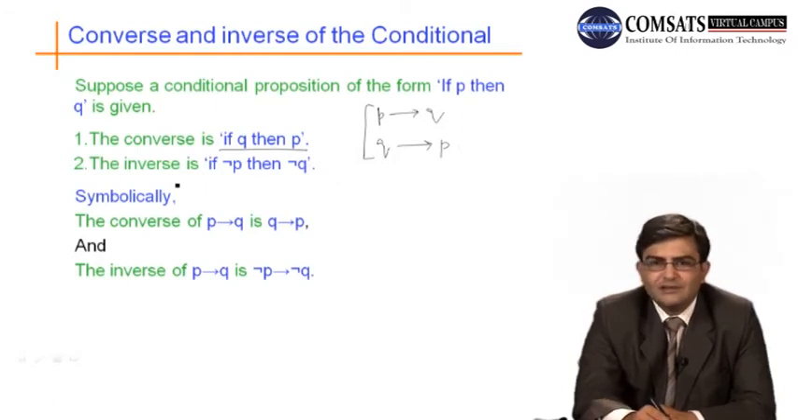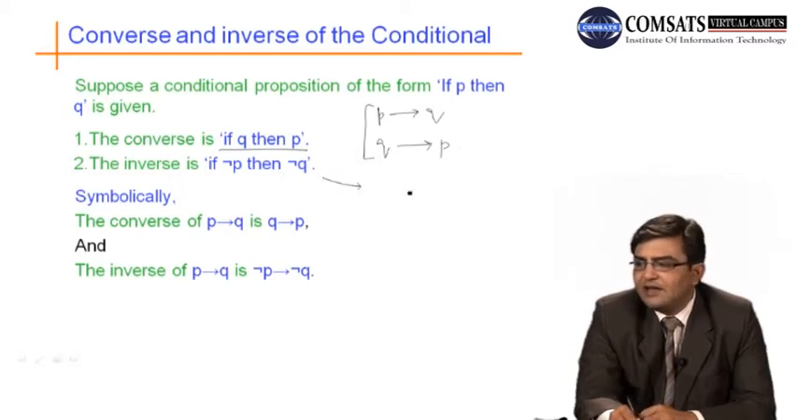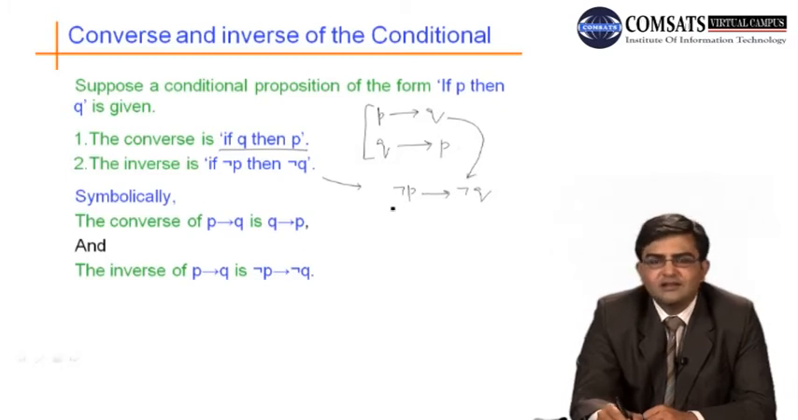And what is the inverse of this statement P implies Q? The inverse can be written as not P implies not Q. So this is the inverse. In the converse, we replace the positions of P and Q, and in the inverse we take their negations. For example, here we have P implies Q. In the inverse we take not P implies not Q. So this is the inverse of P implies Q.